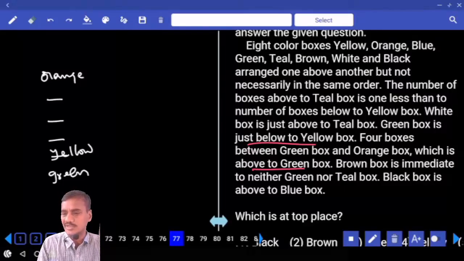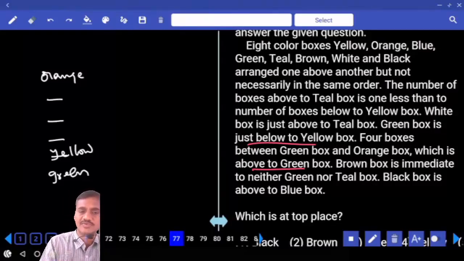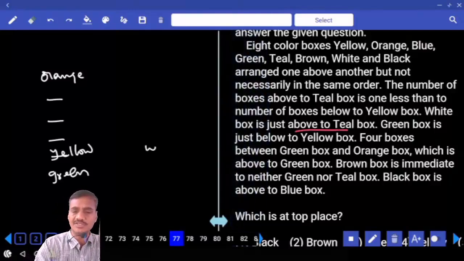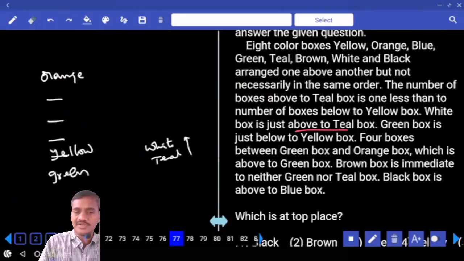And brown is immediate to neither green nor teal. Black box is above the blue box. Now this is the information we have. As of now, how many boxes we have? 6 boxes. And one more information we have between these two. And white box is just above teal. White is just above teal. As white is just above teal, white and teal must be together. As of now, we have 6 boxes.